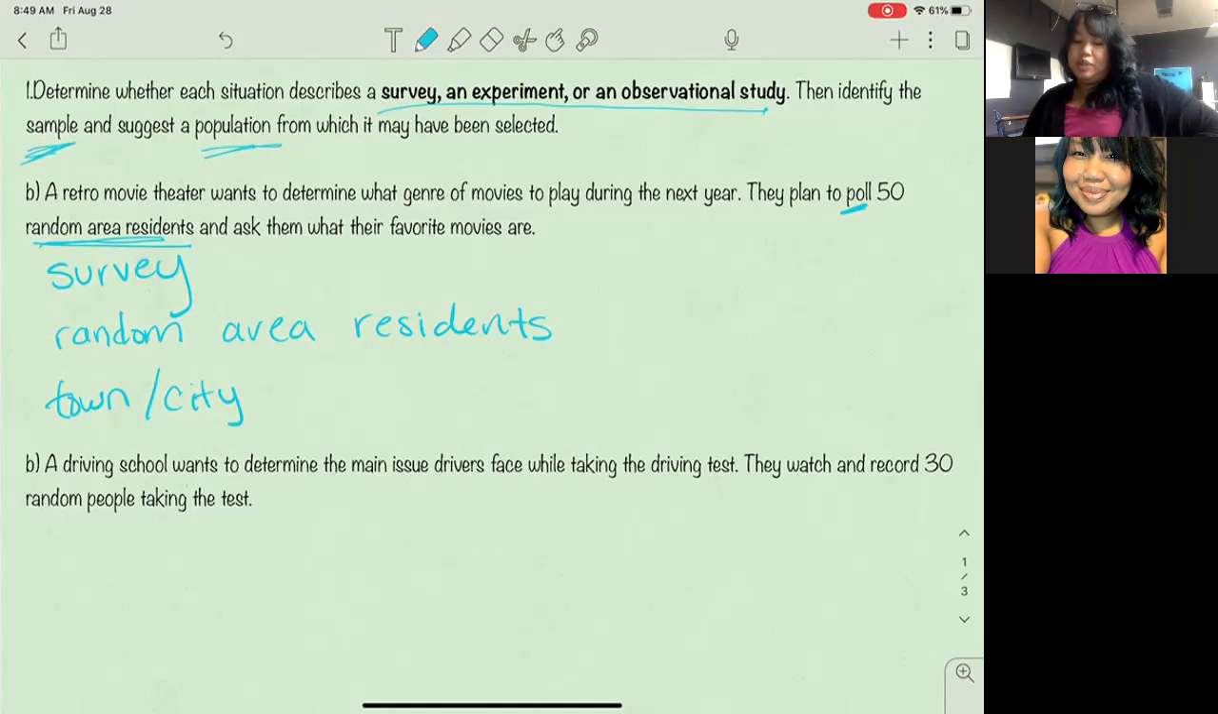Next one. A driving school wants to determine the main issue drivers face while taking the driving test. They watch and record 30 random people taking the test. Oh, by the way, this is 15 random area residents, I think. The sample size, that's important. Now, this is neither a survey or experiment because you're not actually interacting with your sample. What you're doing is just simply observing. So this is an observational study.